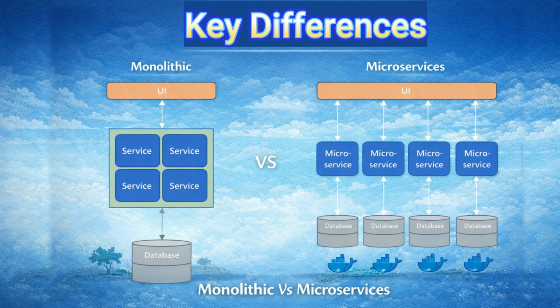Let's quickly compare both architectures. Monolithic architecture: single code base, easy to start, hard to scale. Microservices architecture: multiple services, complex to start, easy to scale. In simple terms, monolithic is simple but rigid. Microservices is flexible but complex. Both have their place, depending on your needs.